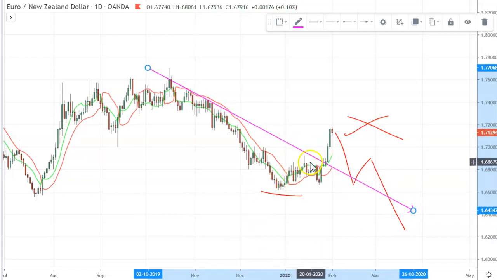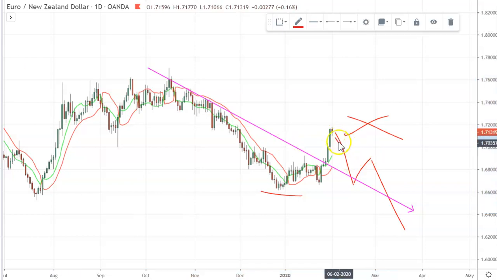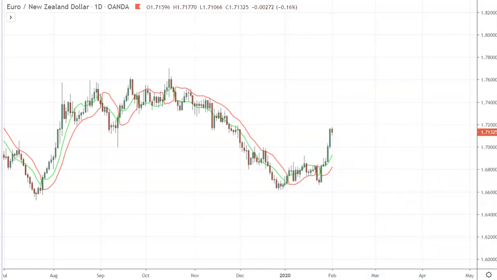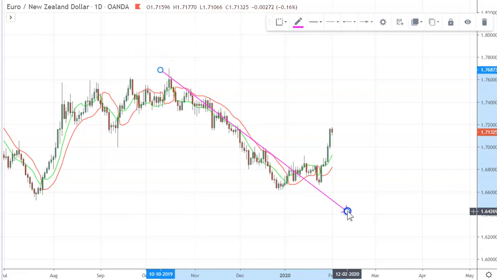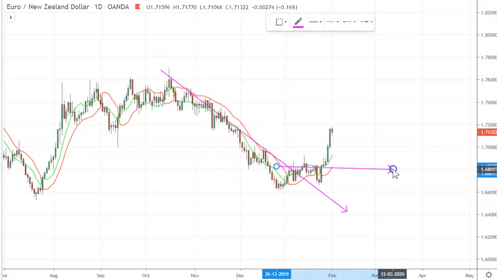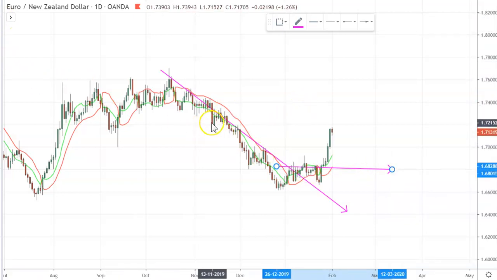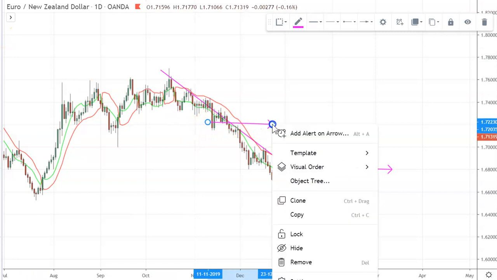Okay, we've broken out of the trend line. We have made a high. We've got to come back here and make something like this. If I get rid of the drawing tools, we break the trend line there. We went sideways in here. Now we're at a key inflection point here.